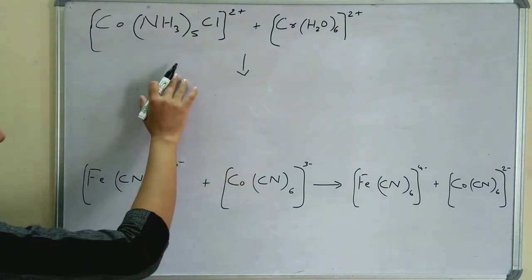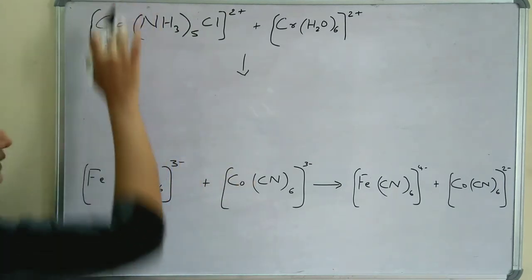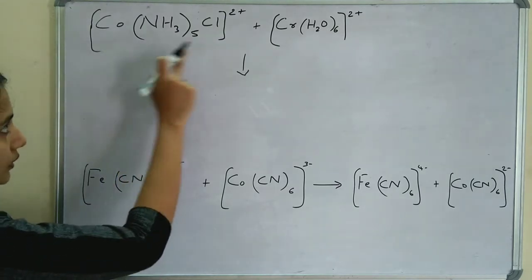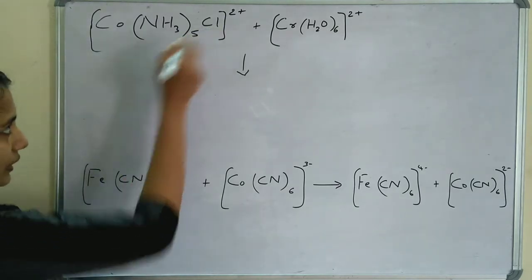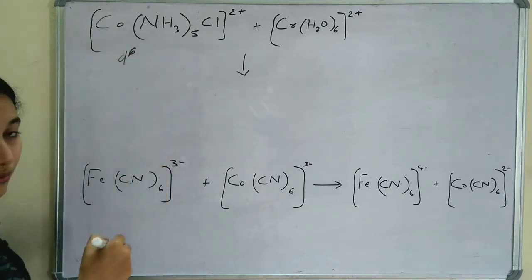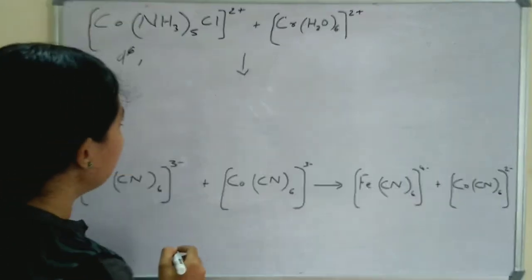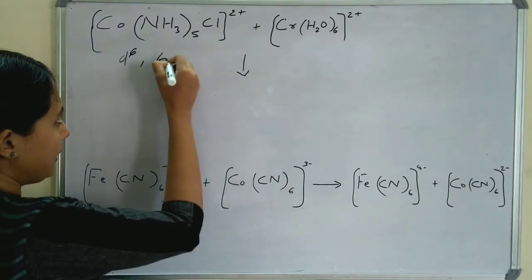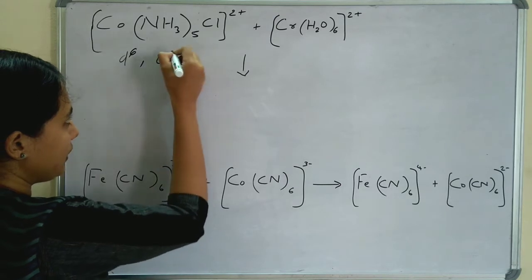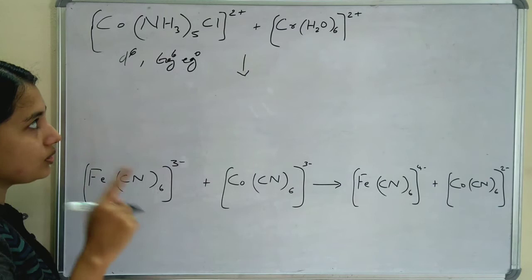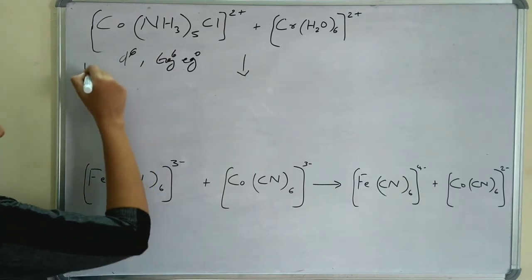In the first complex, Co(NH3)5Cl 2+, we can write the configuration of cobalt 3 plus. This is cobalt 3 plus, and d6 is the configuration. This is a low spin complex, so the t2g and eg configuration is t2g6 and eg0. There is no electron in the eg orbital, so this will be an inert complex.